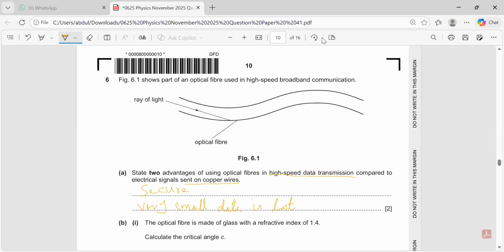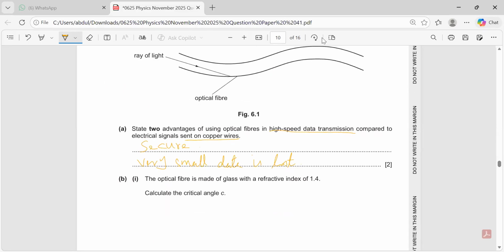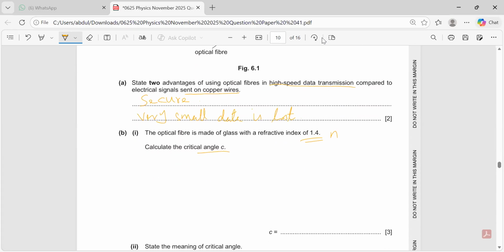Okay, next is the optical fiber is made up of glass with refractive index of 1.4. N is given. Calculate the critical angle. There are three formulas, and one of them we will be using here. One of the critical formulas for refractive index is n equals 1 over sine of the critical angle. Now cross multiply, you will get sine of the critical angle equals 1 over n.